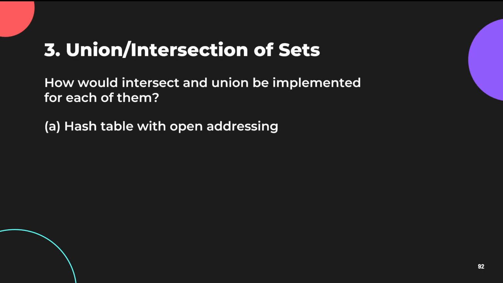I want to intersect and union two hash tables, two sets that are implemented with hash table with open addressing. So you can think of something like, if I have a set of 1, 3, 4, 5, 7, then I will have a hash table with just 1, 3, 4, 5, 7. Then another one, if I have 2, 4, 6, 8, then I will have 2, 4, 6, 8. Then if I want to intersect and also union, how do I do so?